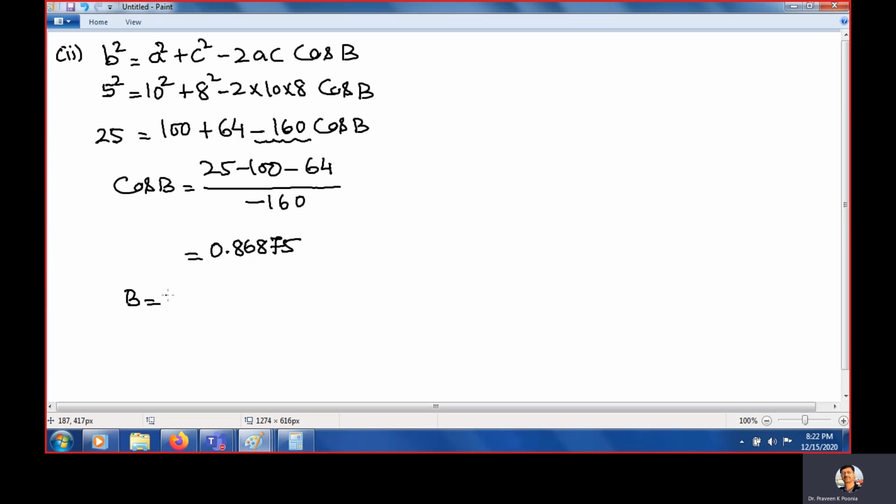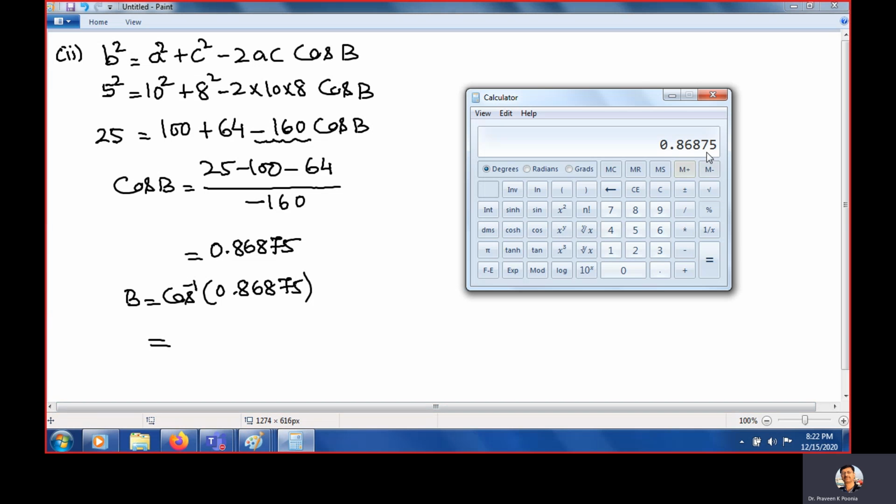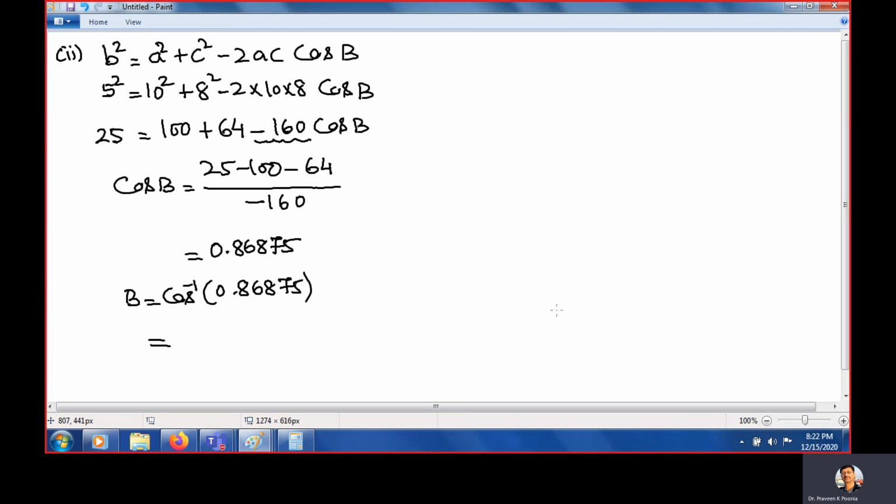So what will be B? B is equal to cosine inverse of 0.86875. And what is the angle? Just type this value. Taking cosine inverse gives 29.68 degrees. This is how we evaluate the angle B.